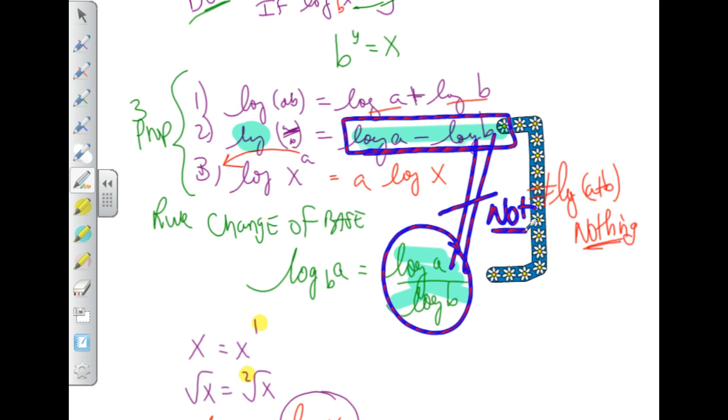The log of a divided by the log of b. If you see two logs, you can write it as one log. But if you see two logs, don't write two logs.